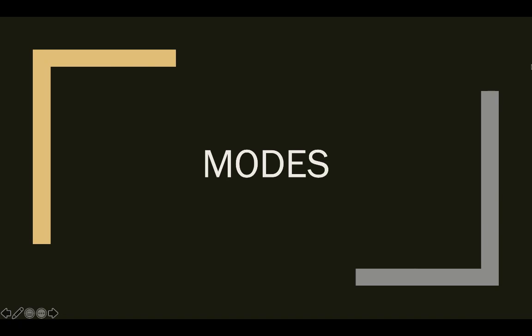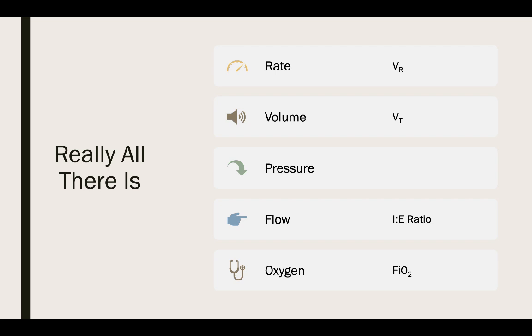All right, we've talked about ventilator settings. Now let's talk about some ventilator modes. Remember, really all there is, these five things. We've got rate, we've got volume, we've got some pressures to monitor, be aware of. We've got flow, that I/E ratio, and we've got oxygen proportionality, oxygen delivery. We've got our FiO2. So I've got these five things.